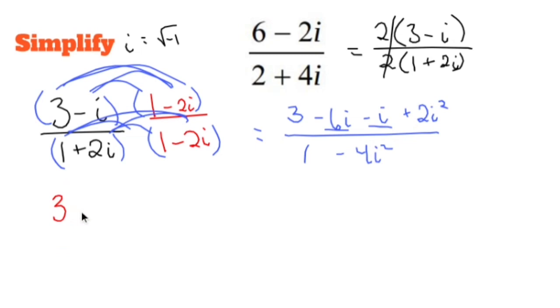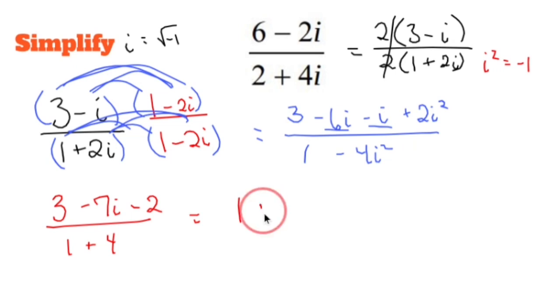So let's combine the like terms upstairs in the numerator. So 3 doesn't change yet. This becomes negative 7i. And 2i squared, remember, i squared is the same thing as negative 1. So 2i squared is the same thing as 2 times negative 1, which is negative 2. So that'll simplify. Similarly, on the bottom, we have negative 4i squared, which is the same thing as negative 4 times negative 1. So that becomes plus 4. On the top, these combine to 1. So 1 minus 7i. On the bottom, this just turns into a 5.